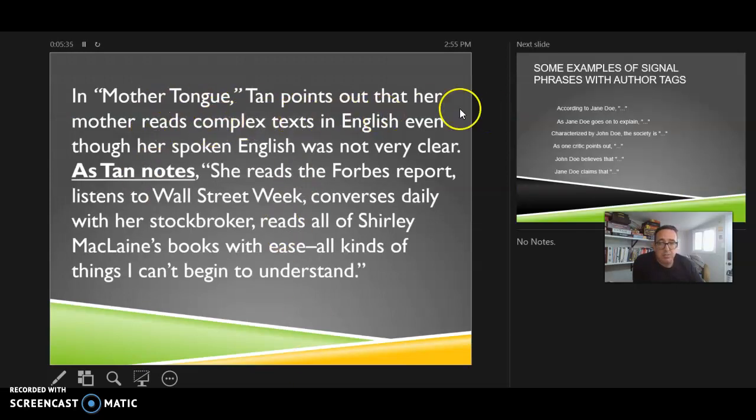Tan points out that her mother reads complex text in English, even though her spoken English was not very clear. As Tan notes, and then I have the quote. So just those 3 words with a comma adds that context and makes that connection between the argument and the textual evidence that I'm using that much clearer, right? It makes it, well, maybe not super clear, but it makes it a lot clearer for the reader, right? Suddenly I know, oh, okay, this is Tan writing, even though, from context, I could tell that this quote is coming from the essay, et cetera, but this just makes it more clear and does that work for the reader.